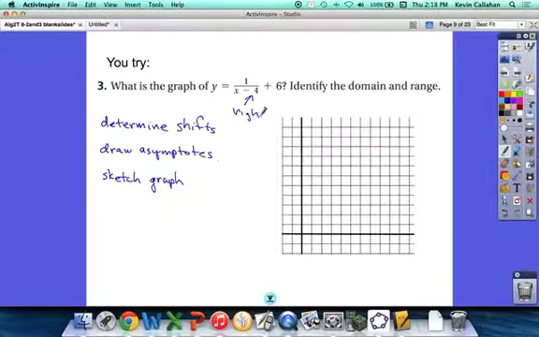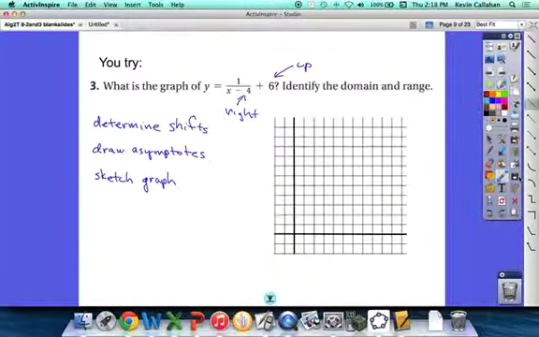Right. And what is this? Up. Okay. And then sketch in the asymptotes it approaches. So what is the vertical asymptote? That's the domain. So the vertical asymptote, right, and then the horizontal asymptote.